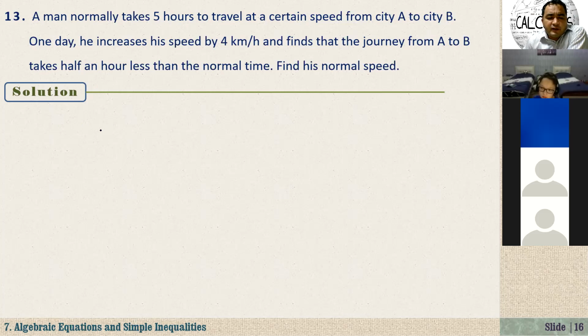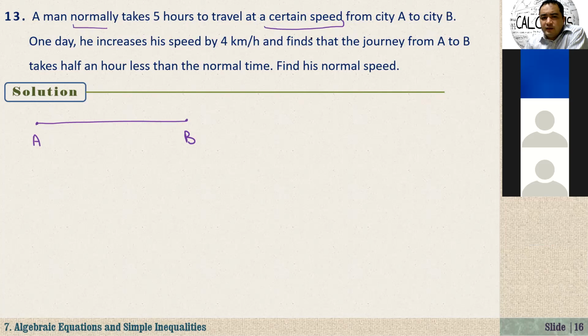So guys, we are talking about, again, a kind of journey, right? We are talking about traveling from one city to another city. So let's say this one is city A, maybe from Baku, right, to what city? Let's say Istanbul. I don't know other cities in Azerbaijan. I only know Baku. So a man normally takes, that is his normal rate, right? Takes 5 hours to travel at a certain speed from city A to city B, right? Now it says that at a certain speed. Do we know the certain speed? We don't know, right? So let's say the certain speed is s kilometers per hour. So that means that the distance between A and B, let's say it is d kilometers.